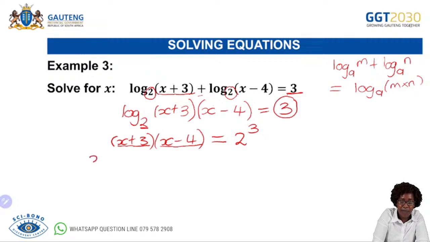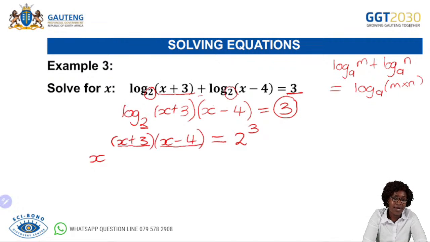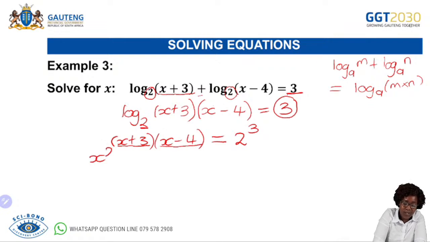Some of us use the method which we call FOIL. Some of us use blocks. Whatever your teacher taught you, grade 11s, remember that is what you need to use to make sure that you do not make mistakes. There is no harm in learning new things, but work with what you are comfortable with. So x multiplied by x gives us x squared. Then x multiplied by −4 gives us −4x.